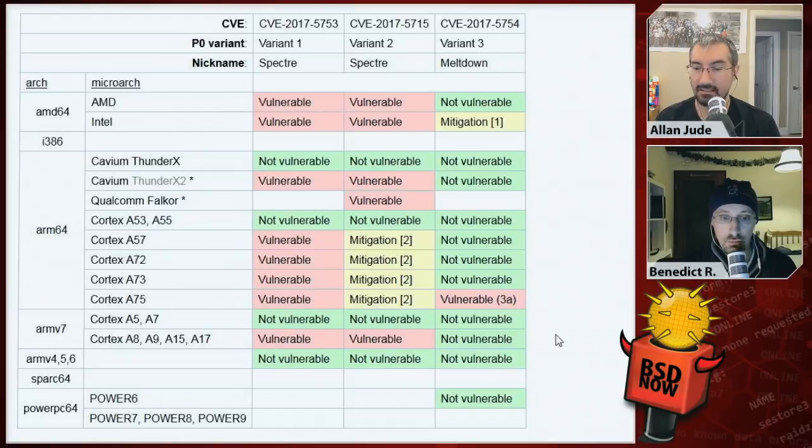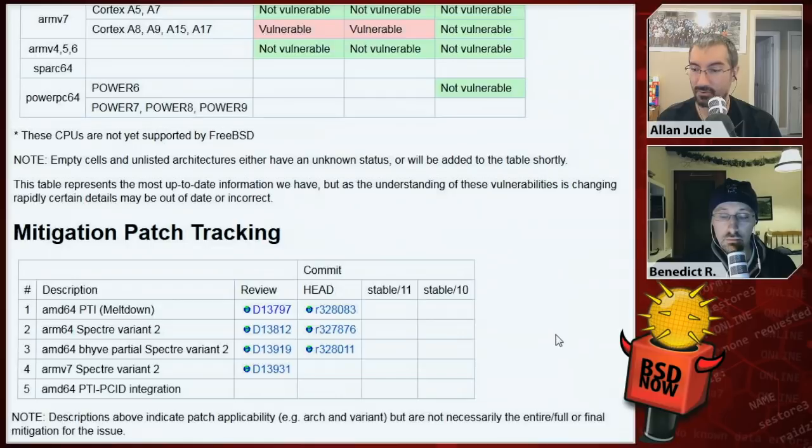You can see that the page table isolation patch has a review, and it's been committed. The ARM64 Spectre variant 2 fix has a review and has been committed. The Beehive partial Spectre variant 2 patch is committed. There's an ARMv7, so that's your 32-bit ARM devices. That one has a patch, but it's not been committed yet. But if you want to test, it's there. And then there's a pending patch for enabling the PCID stuff with the PTI patch on AMD64, and that we hope to see maybe in time for when you're watching this.